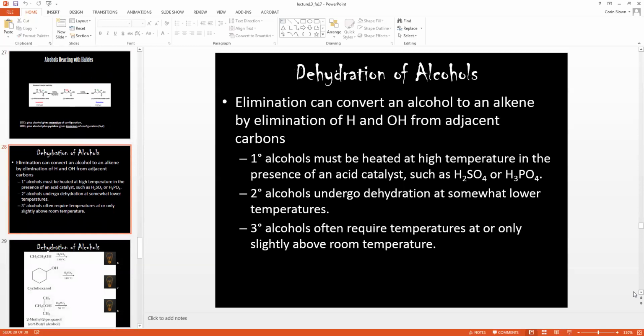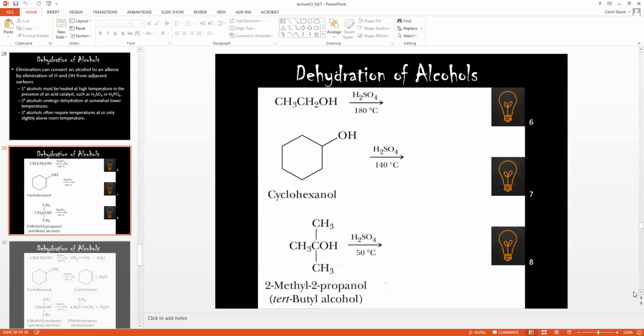We can also see elimination of an alcohol to form an alkene, and that is going to occur under certain types of conditions. If we have a primary alcohol, it has to be heated at high temperature in the presence of an acid catalyst, such as H2SO4 or H3PO4. If we have a secondary alcohol, it undergoes dehydration at somewhat lower temperatures. If it's a tertiary alcohol, it often requires temperatures at or only slightly above room temperature.